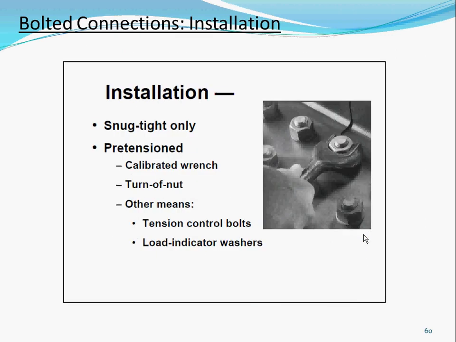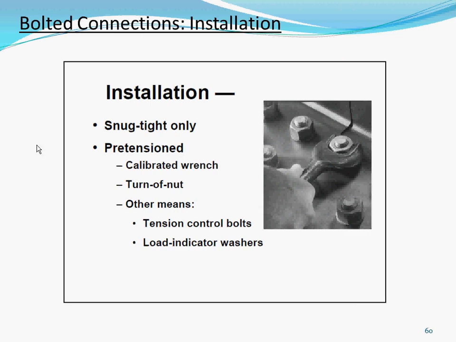Okay, bolt installation. So we have the snug type only and pretension. So how do you know if your bolt is pretension? There are many methods. In the RCSC, there are 4 methods to do it: calibrated wrench, turn of the nut, and tension control bolts or indicator washers.